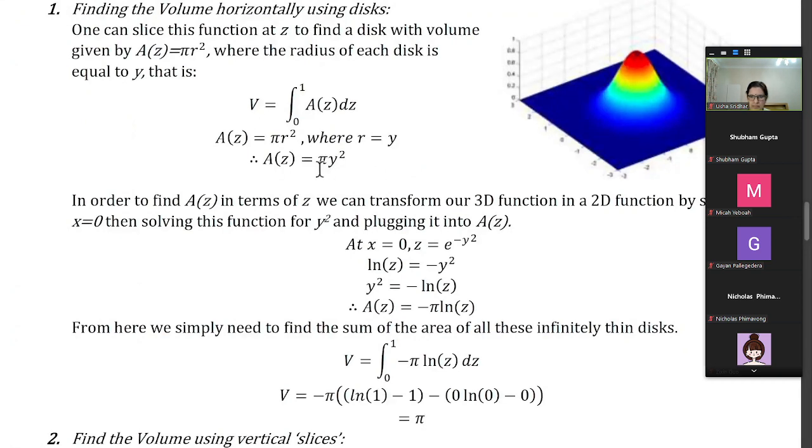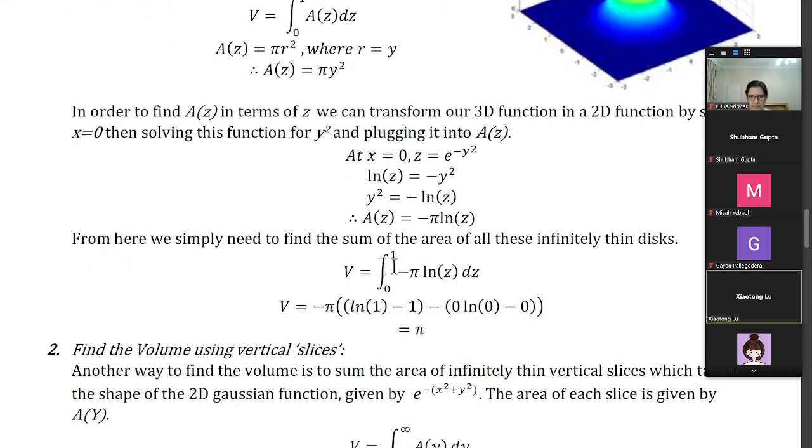We can get A(z) in terms of z by finding y in terms of z, and we do this by setting x equal to 0. We can then solve for y by taking ln of both sides, and then y squared is simply equal to negative ln z, and we can sub this back into the area of the disk function.